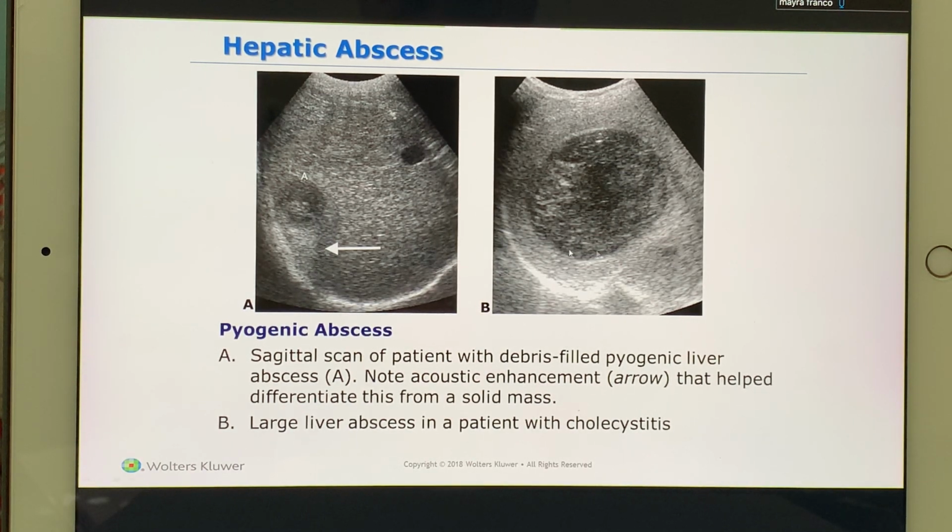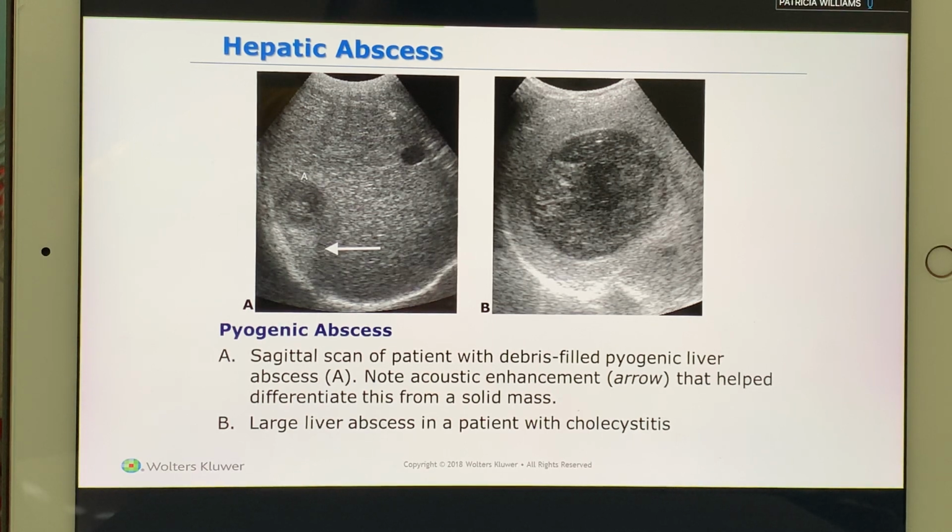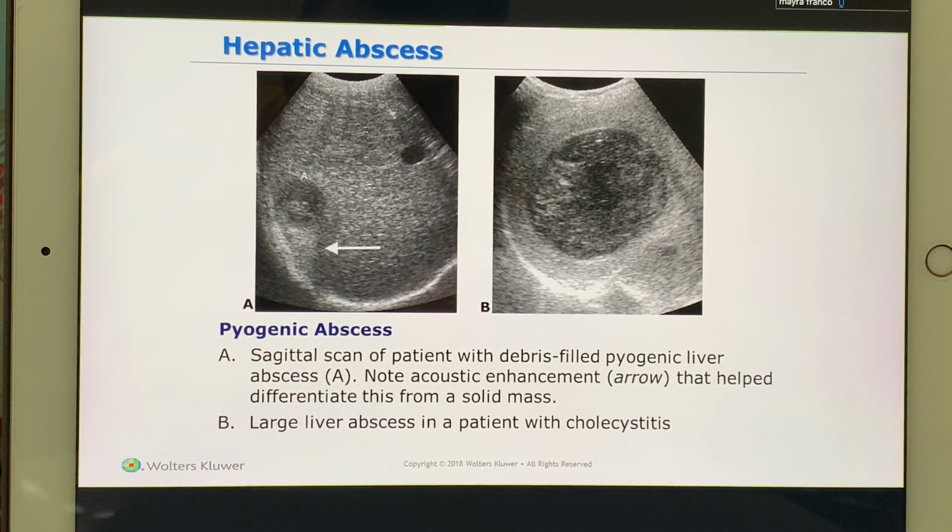Here you have a large liver abscess because the patient has cholecystitis. What is cholecystitis? Cholecystitis of the gallbladder? Inflammation of the gallbladder? Yeah, it's the gallbladder and the ducts. Right.